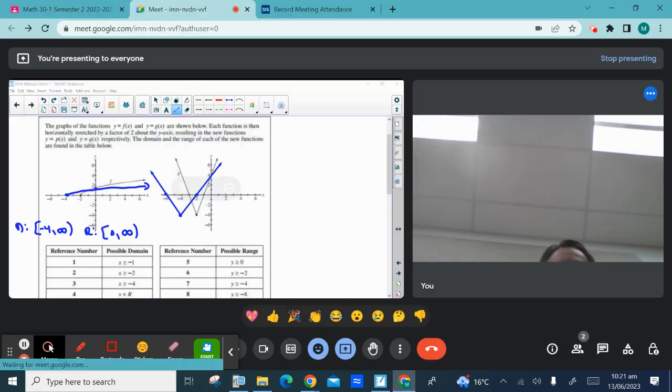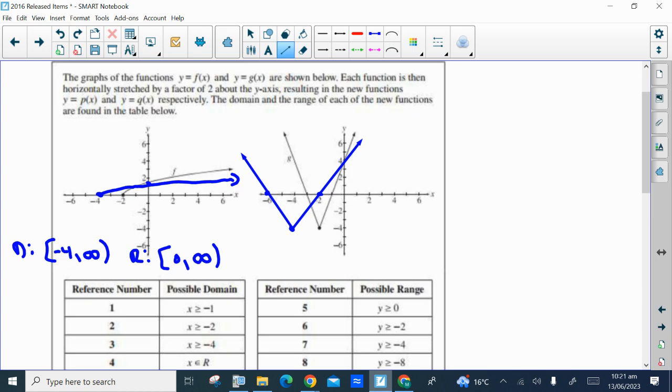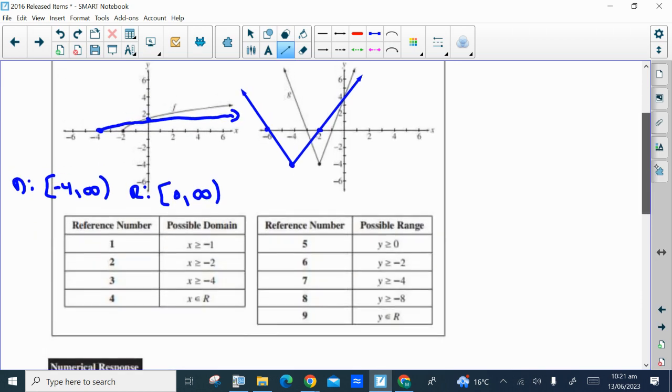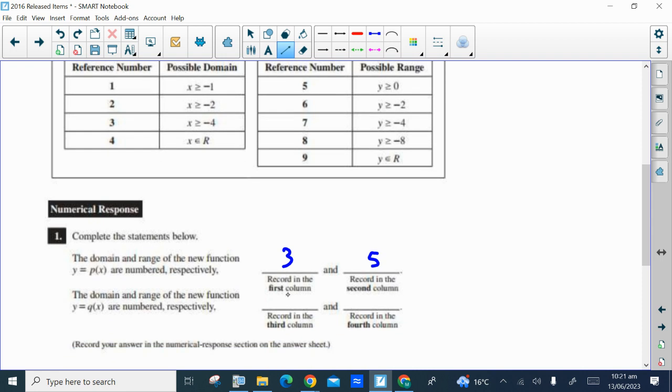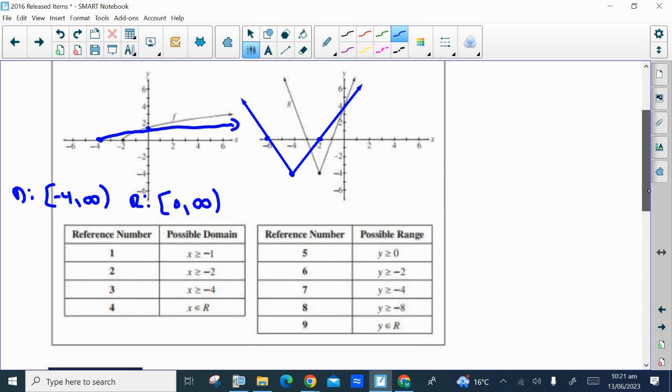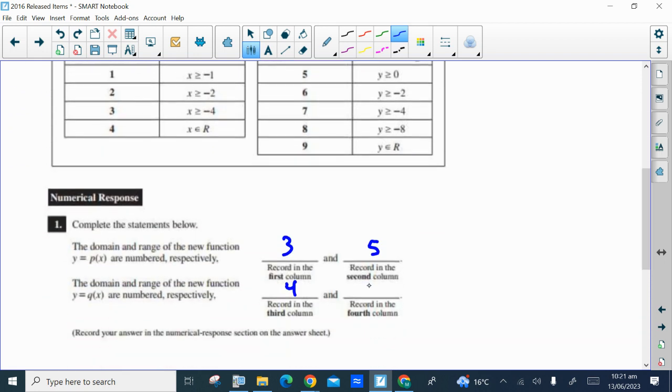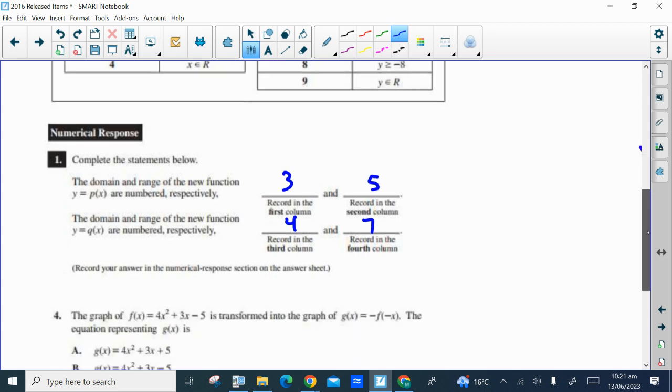So the domain of that has not changed. It is all real numbers. So that will be number 4 in that list. And the range of this did not change either. It will be that y is greater than or equal to -4, which is number 7 in that coding. We're just going through this 2016 released items book. Right, so that would be the answer to that.